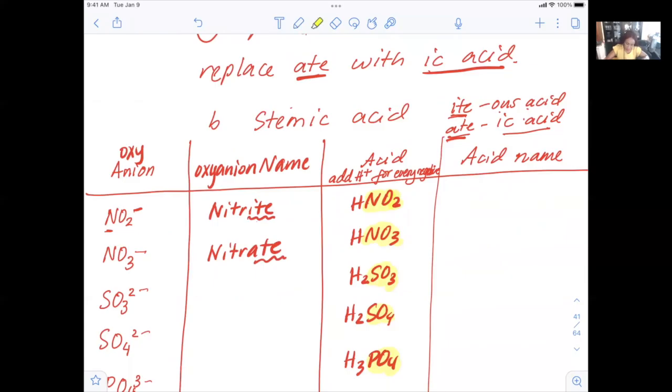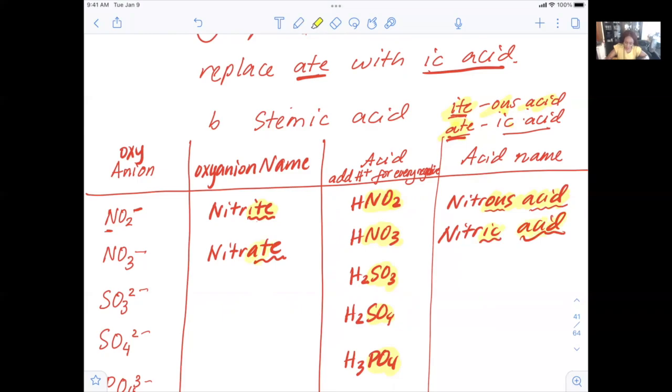So I'm going to replace this part. Nitrous acid. I took out the ITE and replaced it with OUS acid. And that's essentially the name of the acid. I'm following the rules. So the ite becomes ous acid, right? And then the ate becomes ic acid. So I have nitric acid. This is replaced, this is replaced. So this is like the new nitric acid.